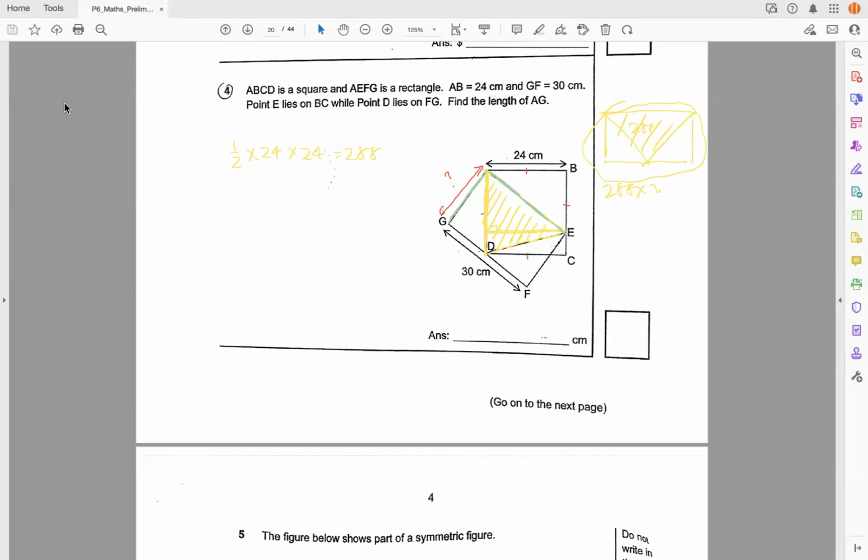So this is 288 times 2, 576. Now, area of this big rectangle is 576. They want this question mark, right? So area of rectangle divided by the length, you get the other side, which is the breadth. So area of rectangle 576 divided by the length, you get the breadth, 19.2. So that's the answer. Okay, any question?